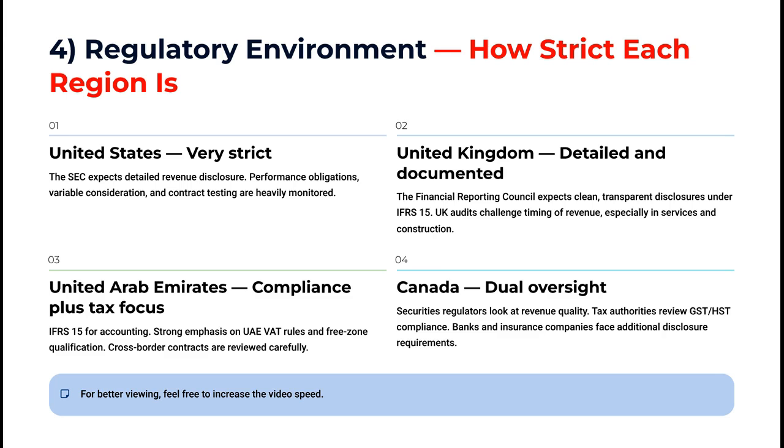United Arab Emirates, compliance plus tax focus, IFRS 15 for accounting. Strong emphasis on UAE VAT rules and free zone qualification. Cross-border contracts are reviewed carefully. Canada, dual oversight. Securities regulators look at revenue quality. Tax authorities review GST, HST compliance. Banks and insurance companies face additional disclosure requirements.